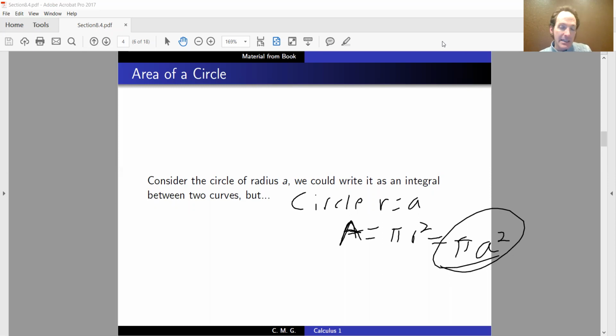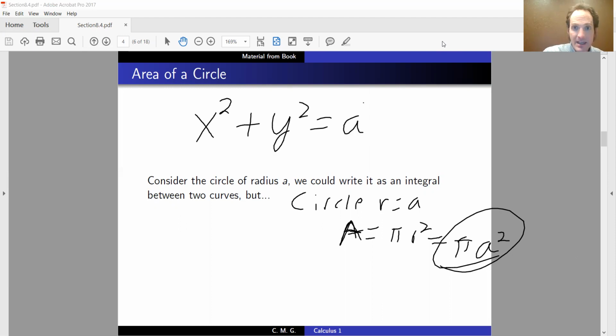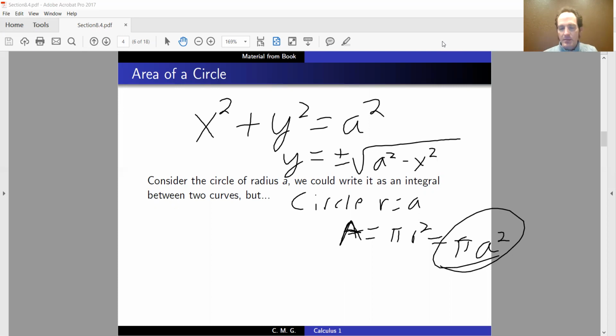I could write it as an integral between two curves because, as we have to remind ourselves, the equation of a circle is x squared plus y squared equals r squared. And r in this case is a, so it's x squared plus y squared equals a squared. And so then I can solve for one of my two variables here. So either y is plus or minus the square root of a squared minus x squared, or x is plus or minus the square root of a squared minus y squared. One of those two I'm going to do. So I'm going to do the y.